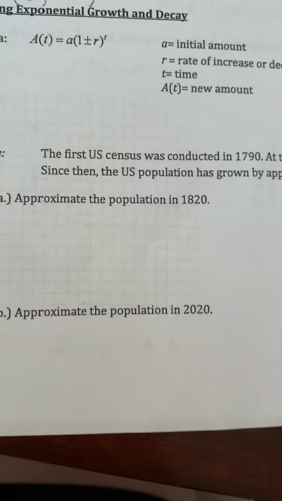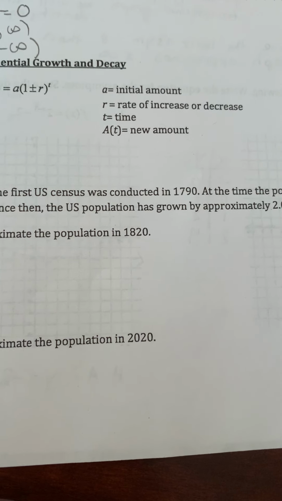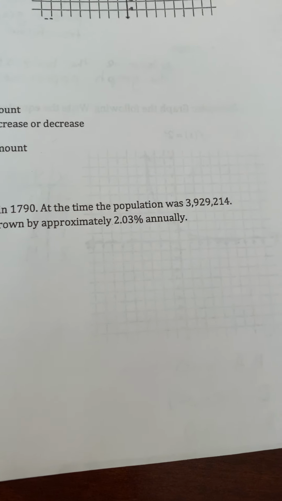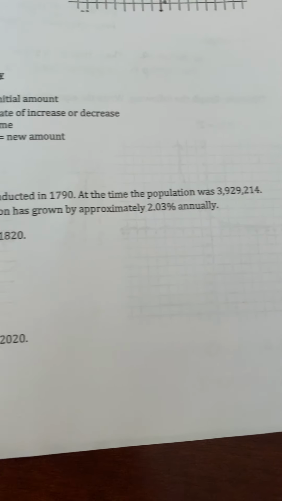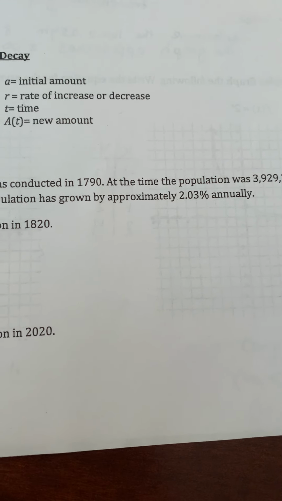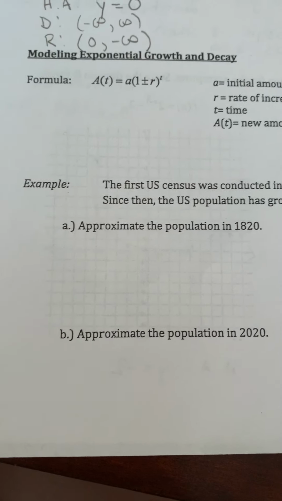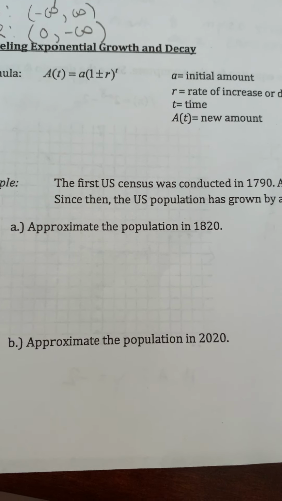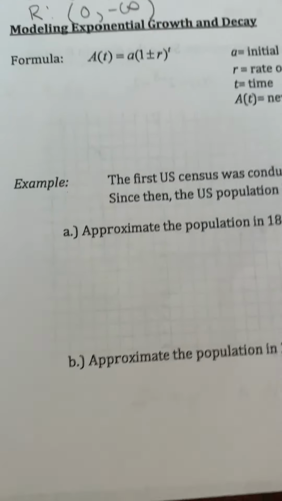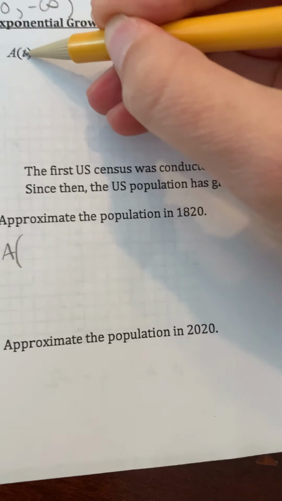So let's look at this example. It says the first U.S. census was conducted in 1790. At the time, the population was 3,929,214. Since then, the U.S. population has grown by approximately 2.03% annually. So it's asking us to approximate the population in 1820. Well, to do so, I need to come up with what I should fill in my equation. So what we're looking for is A of t. So we're looking for what my function should be after our time.